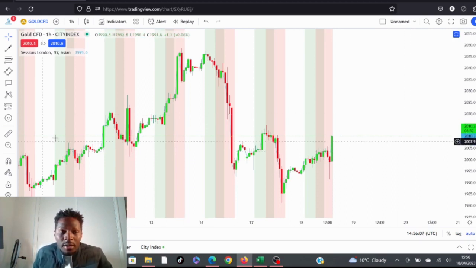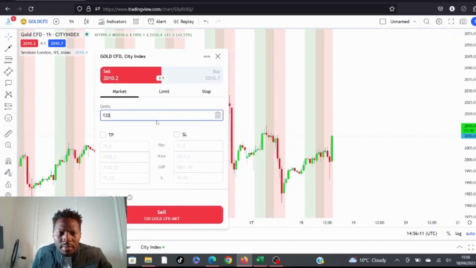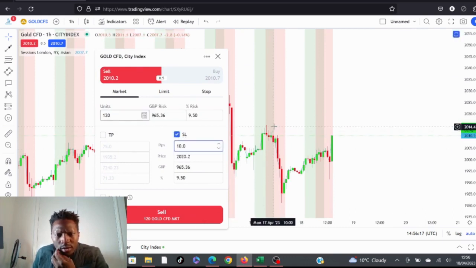So first of all, I'm going to go ahead and place the trade and then we're going to talk about everything that I just mentioned. So I'm going to use 120 units, and obviously I'm going to use a stop loss as well. And my stop loss is going to go above this structure level here. And in a second, I'm going to explain to you why I chose to place my stop loss over there. So I'm going to place my stop loss around 2020.